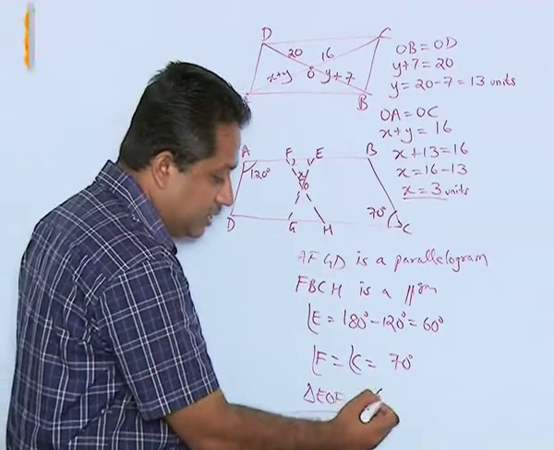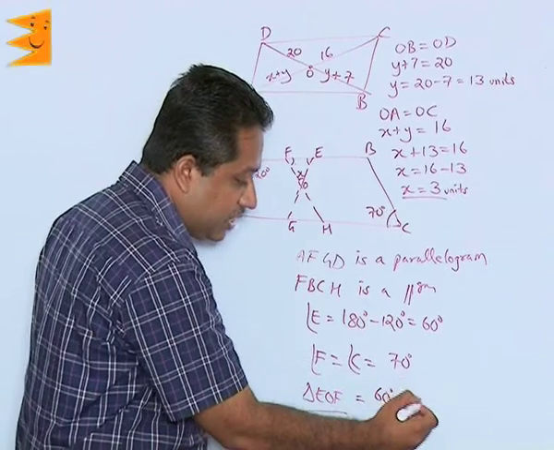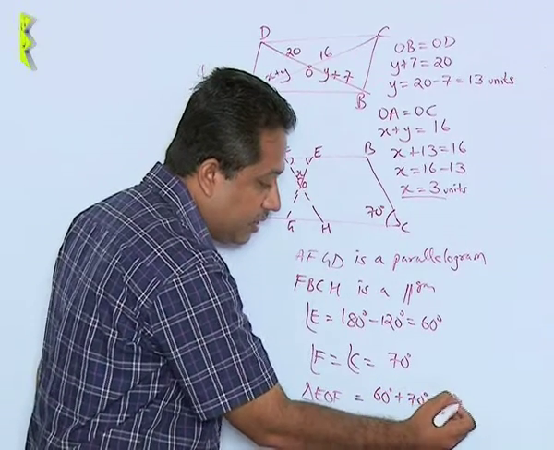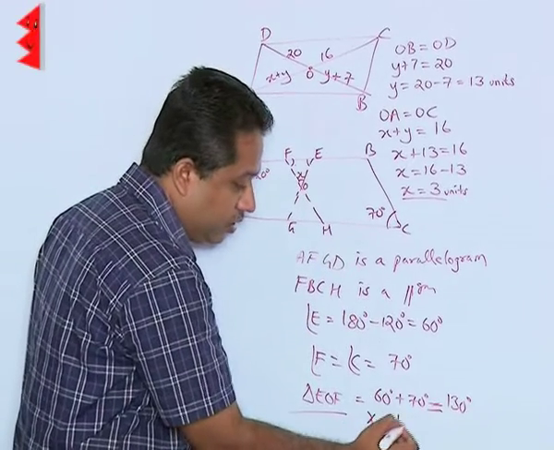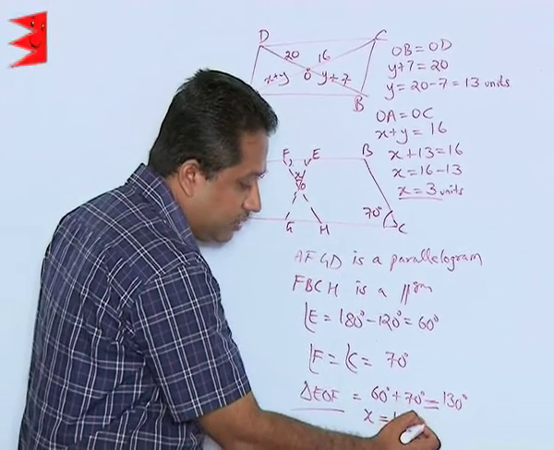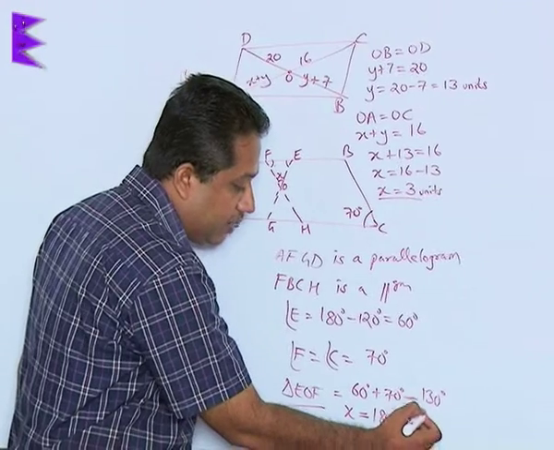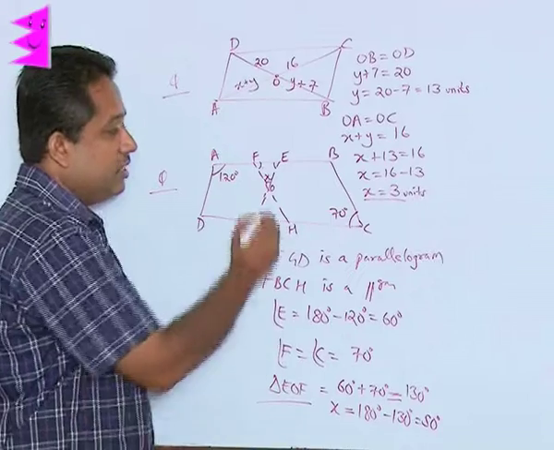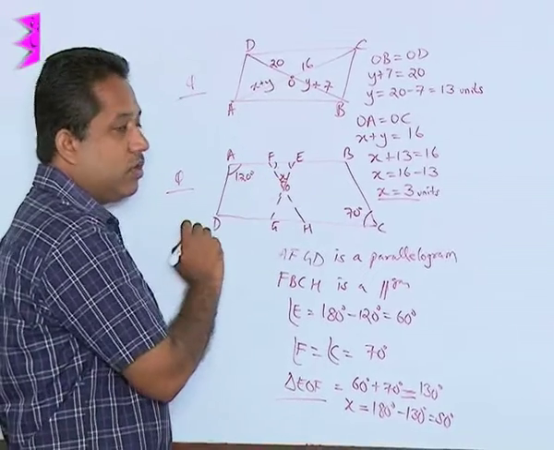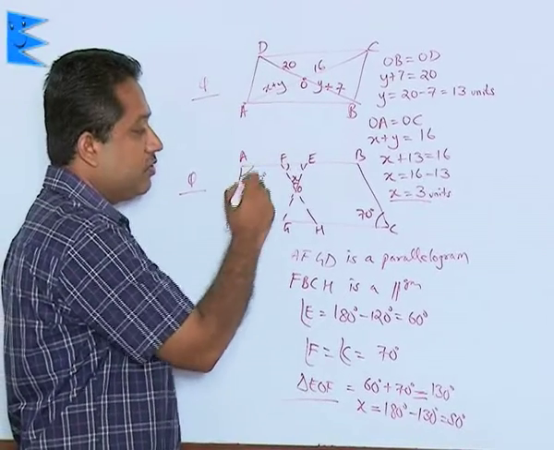Therefore, if you add 60 and 70, we get 130 degrees, and therefore, the unknown angle x can be found out by subtracting 130 from 180. Therefore, the value of x will be 50 degrees. Hence, the unknown angle has been found out by using two properties of the parallelogram.